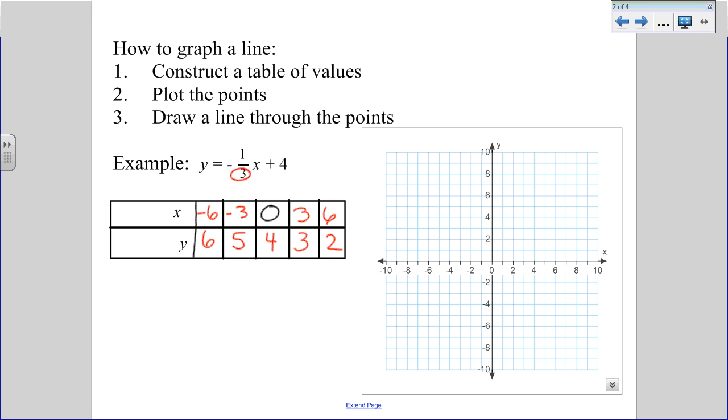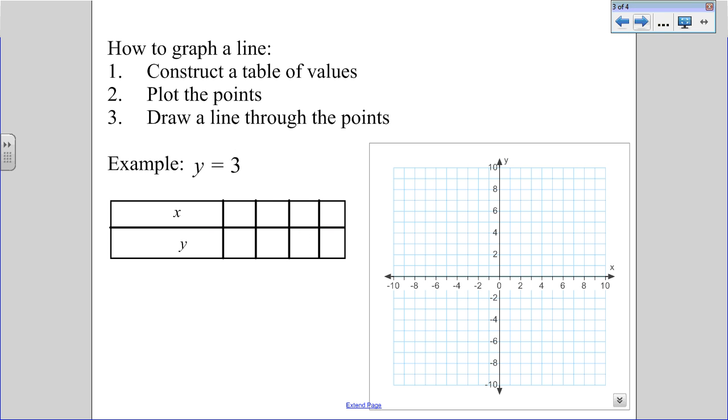But we'll graph negative 6, 6. We'll graph negative 3, 5. We'll graph 0, 4, 3, 3, and 6, 2. Connect those the best you can freehand or get a straight edge. Use the edge of a piece of paper. And there we go. We got a couple more to look at real quickly.